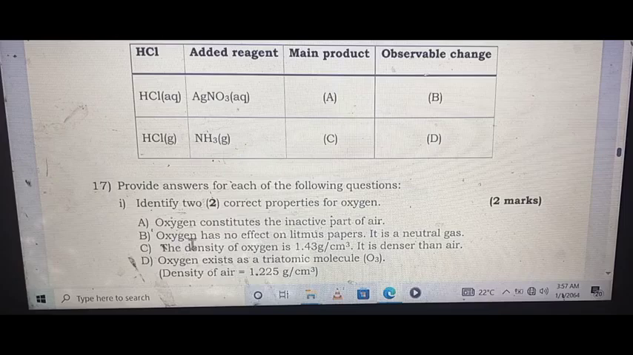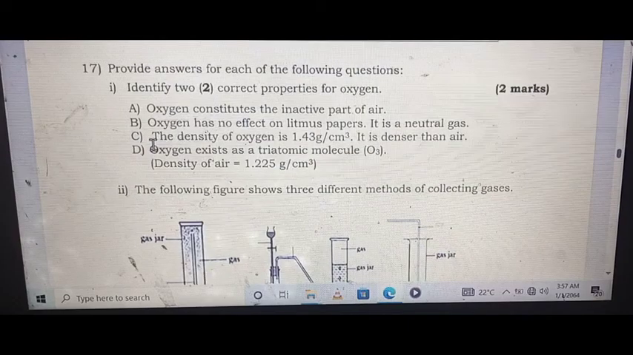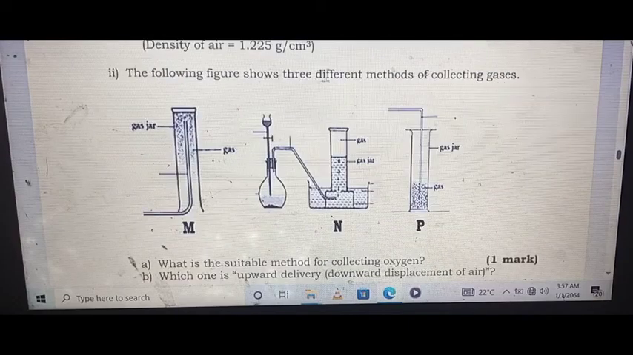B. Oxygen has no effect on litmus paper. It is a neutral gas. C. Density of oxygen is 1.43 gram per centimeter cube. It is denser than air. I2. The following figure shows 3 different methods of collecting gas. We have M, N, and P.